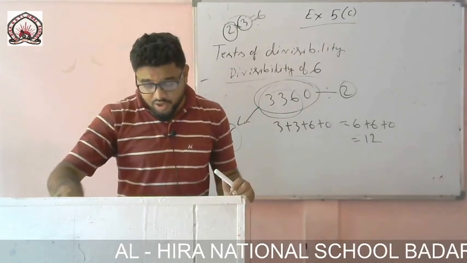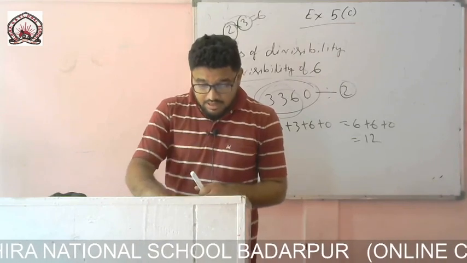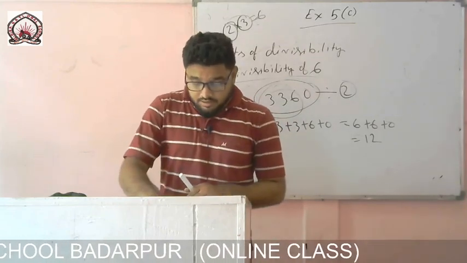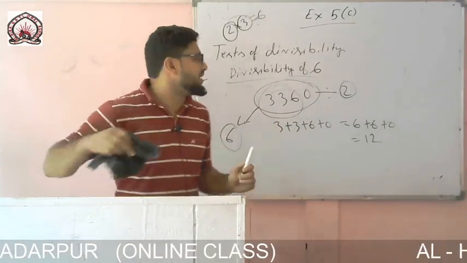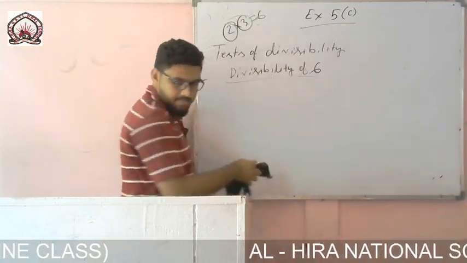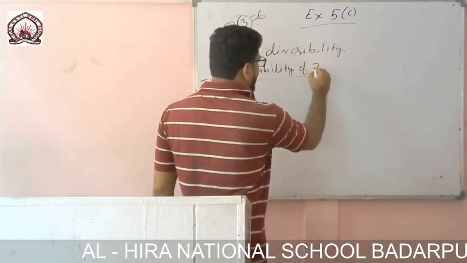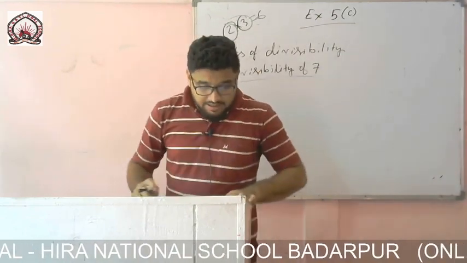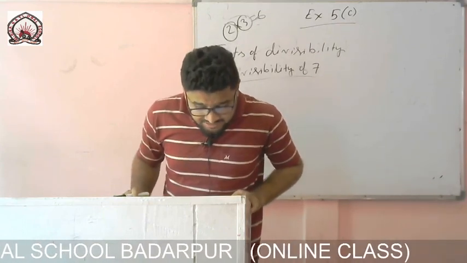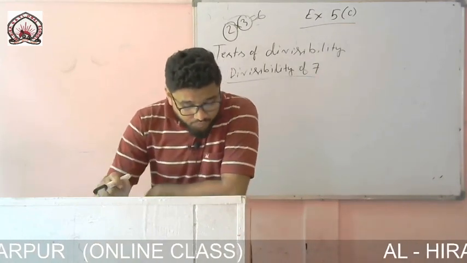Now, divisibility of 7. How to check the divisibility of 7? You see the book. Find the difference between double the last digit and the rest of the number. If the difference is divisible by 7, then the number is divisible by 7. You see, 434 is given.